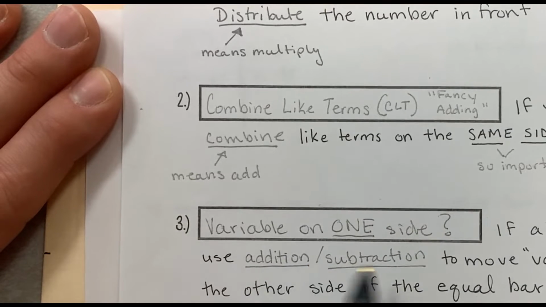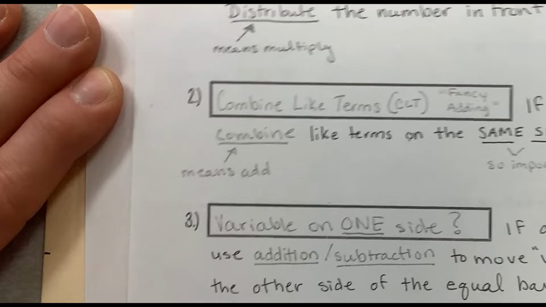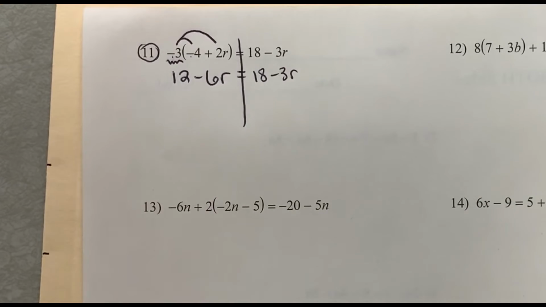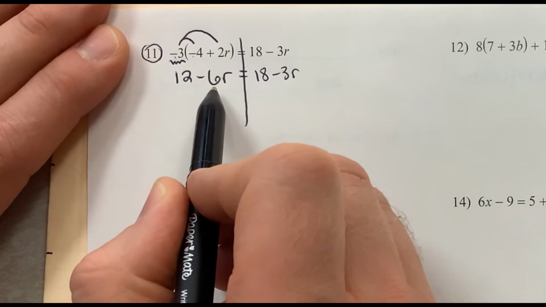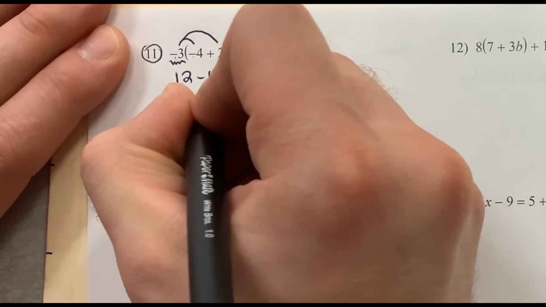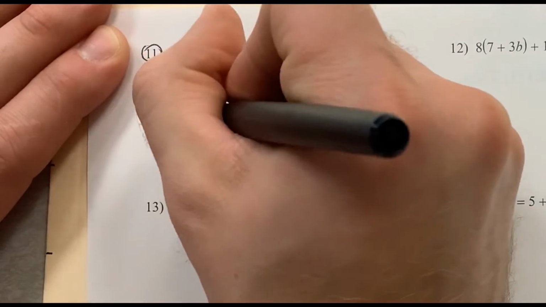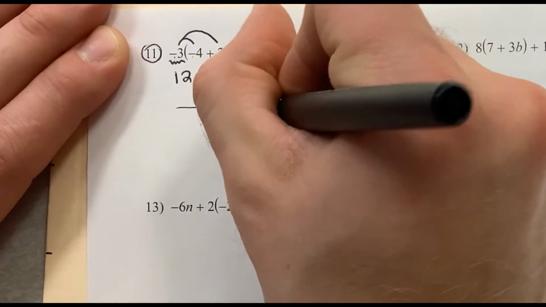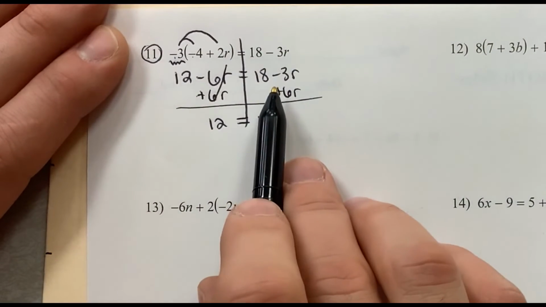You just gotta use addition, subtraction to move your variable piece. Well, I moved my variable to the left in the last problem, so I guess I'll just move it to the right in this problem. As long as you do it correctly, it does not matter. A minus 6r, I do the opposite, plus 6r. Those cancel out. I drop down my 12, drop down my equal sign, drop down my 18, and then you can double check my work in the calculator.